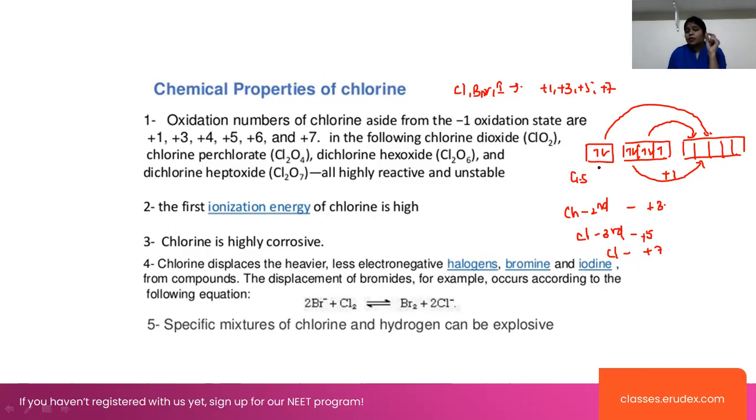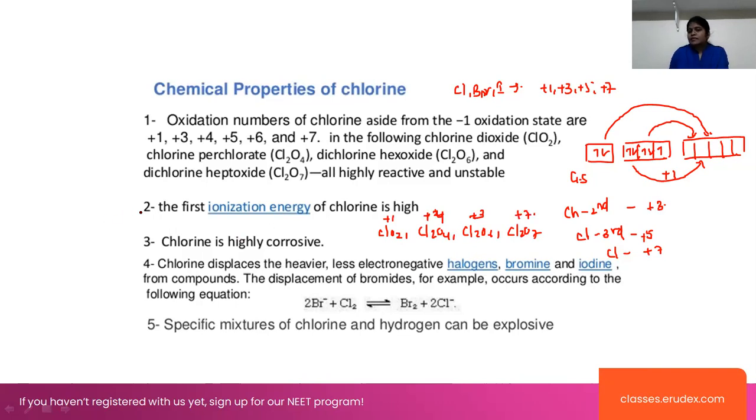So except for fluorine, chlorine, bromine, and iodine exhibit the oxidation states of +1, +3, +4, +5, +6 and +7. In this case, chlorine exhibits oxidation states in ClO2, Cl2O4, Cl2O6, Cl2O7. In all these cases, this will be the +1 oxidation state, this will be +2, sorry, this is +3, this is +4, and here it is +7 oxidation state.